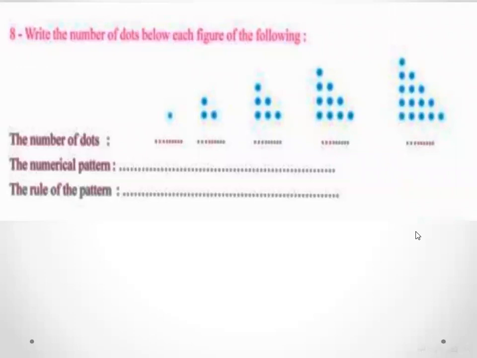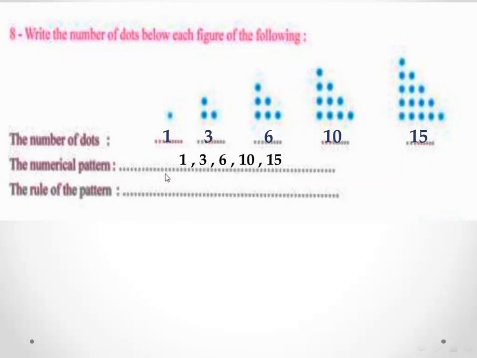Write the number of dots below each figure of the following. Number of dots, here 1, here 3, here I have 6 dots, here 10, here 15. So the numerical pattern is 1, 3, 6, 10, and 15.